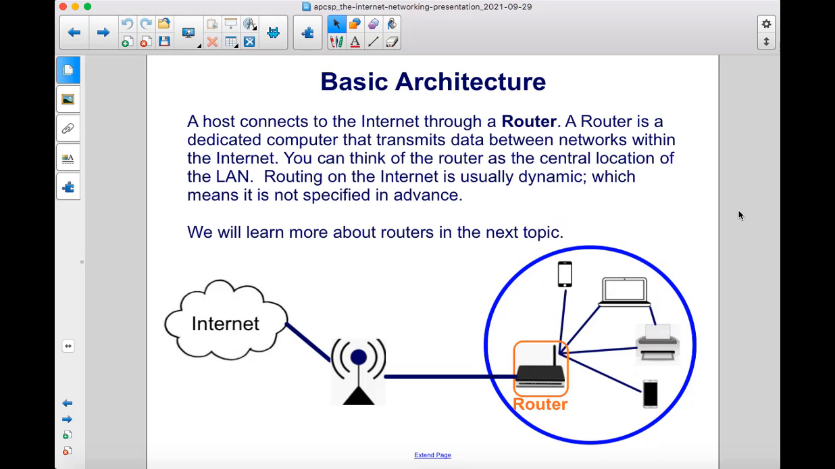A host connects to the internet through a router. A router is a dedicated computer that transmits data between networks within the internet. You can think of the router as the central location of the LAN. Routing on the internet is usually dynamic, which means it is not specified in advance. We will learn more about routers in the next topic.